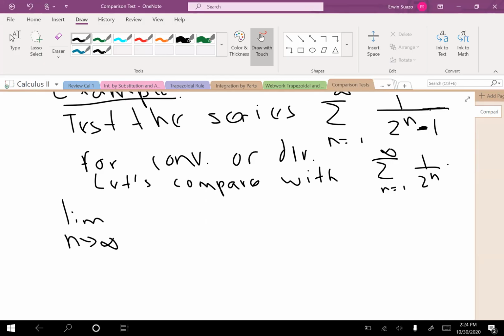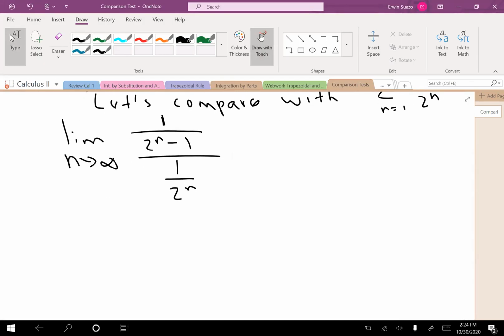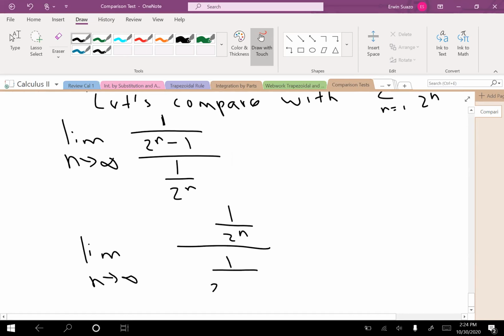So you can put it, let's do both. Because I don't want to give you just the right way to do it right away. Let's explore. So let me give you 5 minutes to find both ways. So you can put it on the top, 1 over 2 to the n minus 1 over 1 over 2 to the n. You need to find that limit, or put it the other way around. Limit n goes to infinity, 1 over 2 to the n over 1 over 2 to the n minus 1.